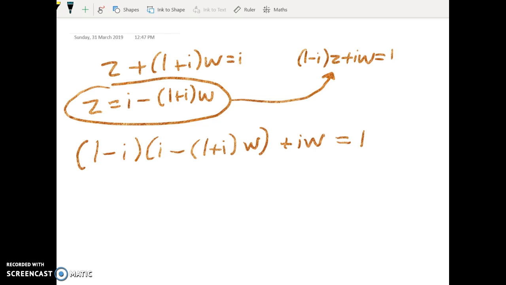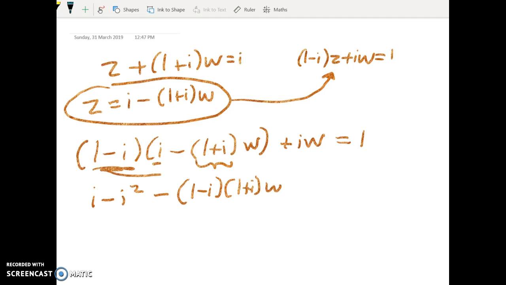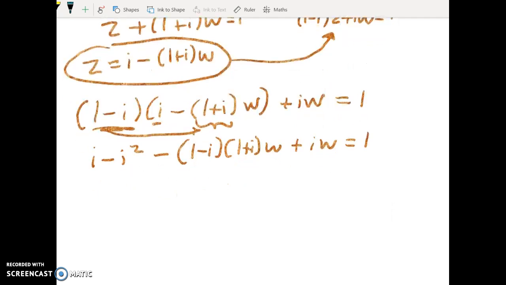But when I expand this, I'm going to do it a little bit smartly. I'm going to do this times i first, so we get i minus i squared. And then I'm going to go 1 minus i times 1 plus i w. So I'm not going to expand all of that out to start with. It just speeds things up a bit. And it's come up already in scholarship that sometimes partially expanding can be a good, efficient step in the process.